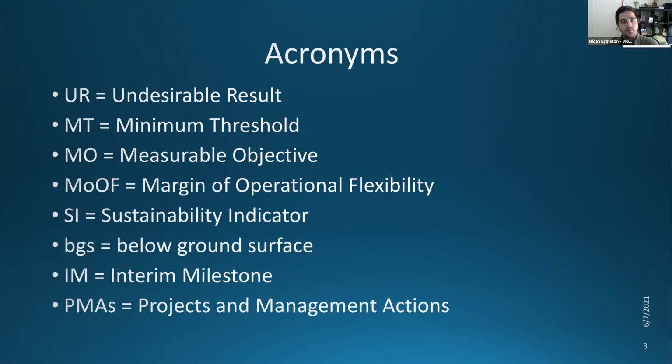First, let's quickly go over some of the terms that we're going to see. Often these are just space savers on slides, but it's important to remember that UR is an undesirable result. MTs are our minimum thresholds, or those red lines that we're going to see on some of the hydrographs. The MO is the measurable objective, that green line or goal that we would like to see throughout the implementation horizon of the GSP. Our MOOF, or margin of operational flexibility, is that distance between those 2 lines.